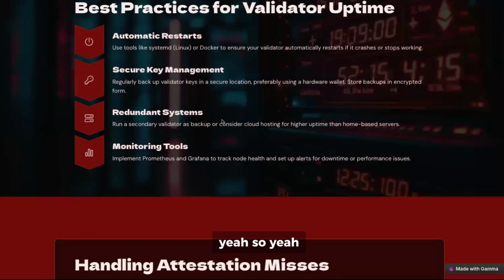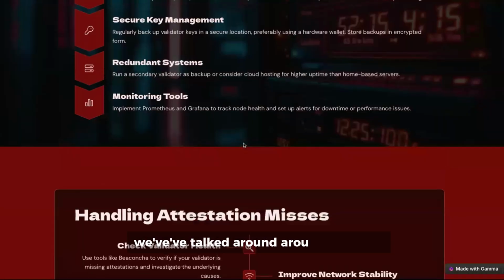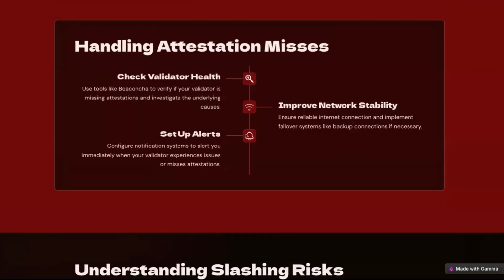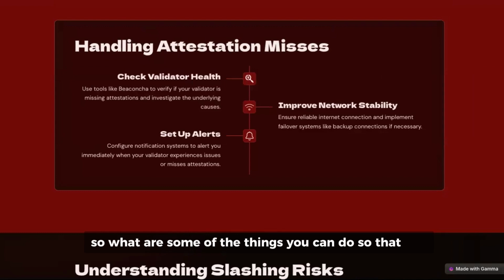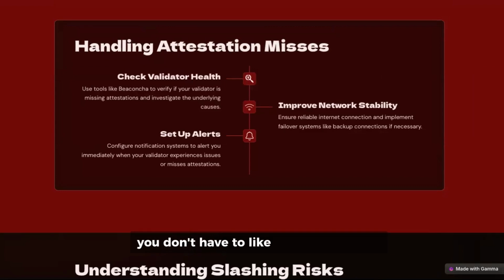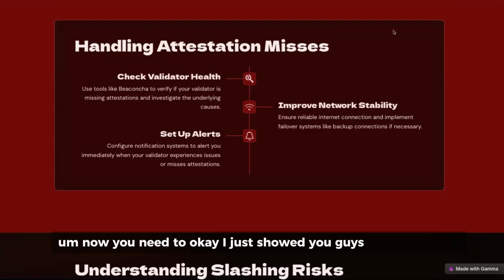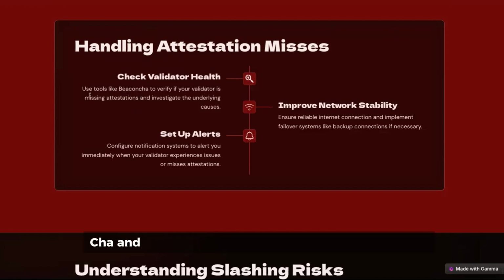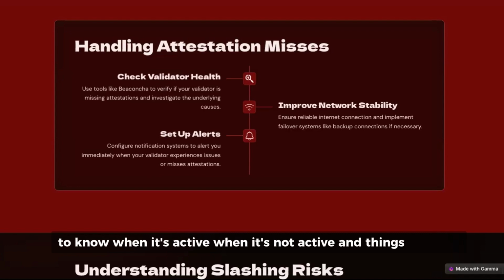So yeah, we've talked around this. Then what are some of the things you can do so that you don't have to miss attestations? I just showed you the beacon chain, and that's another good place for you to track the status of your validator, to know when it is active, when it's not active, and things like that.